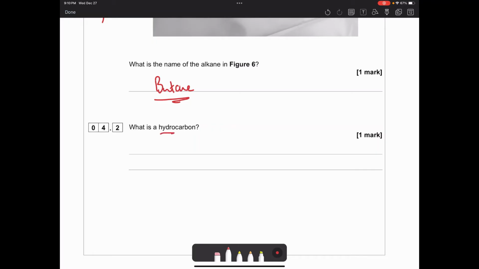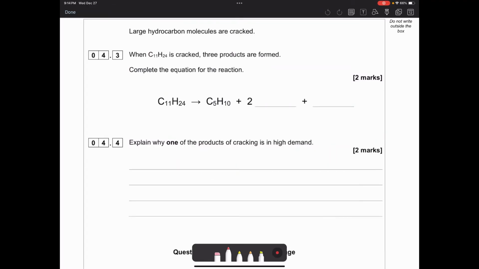What actually is a hydrocarbon? Well, I would say it's a molecule or a compound that only contains, and the key thing is only containing, hydrogen and carbon. Large hydrocarbon molecules are cracked. Question 4.3. When C11H24 is cracked, 3 products are formed.